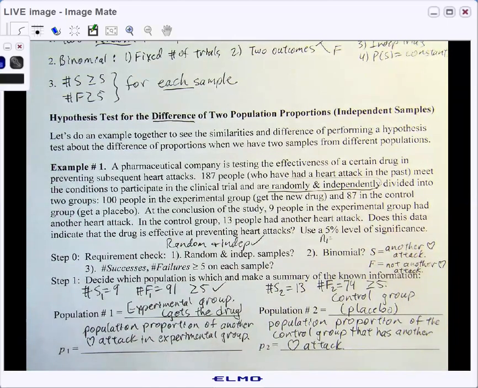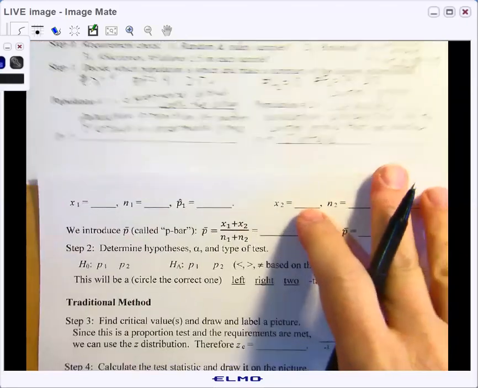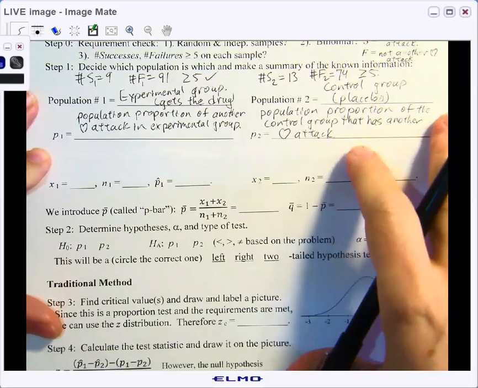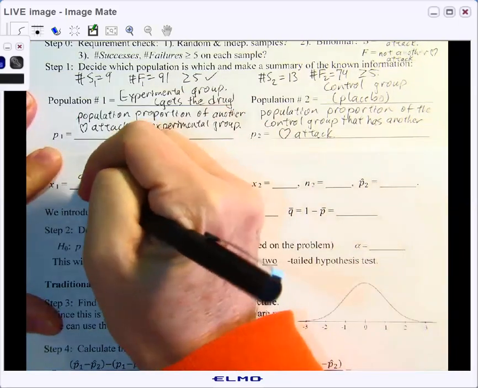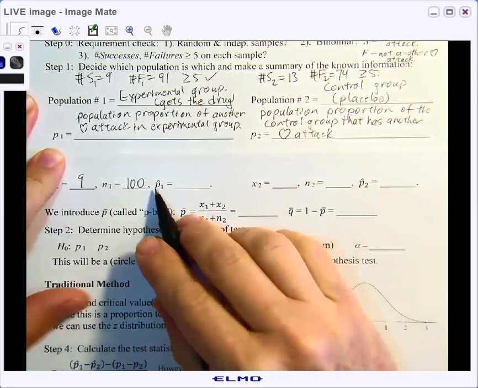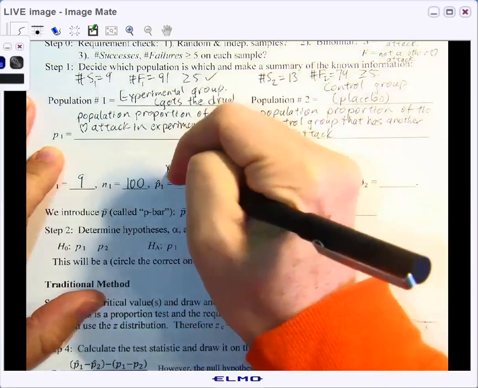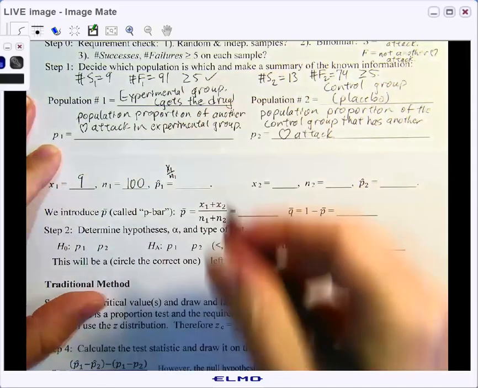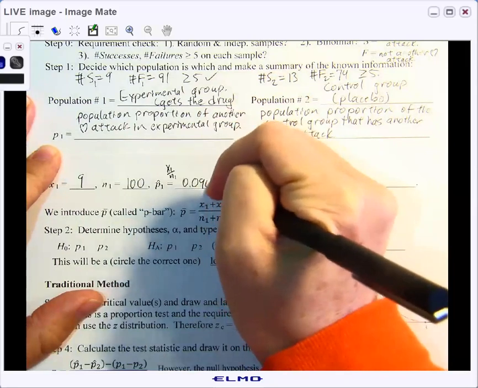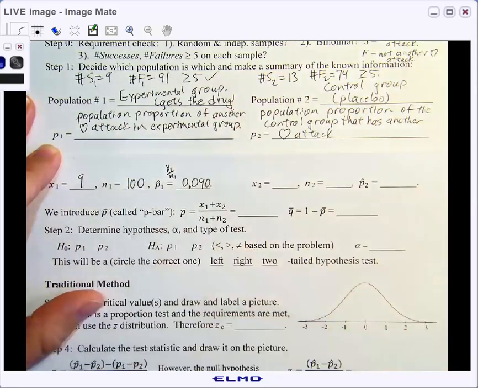So let's go down to the next part and write out our known information. X1 was our number of successes in group 1, so that was 9 out of 100. And P1 hat is X1 over N1, which is 9 over 100, which to 3 decimal places is 0.090. That was really easy because it was out of 100.